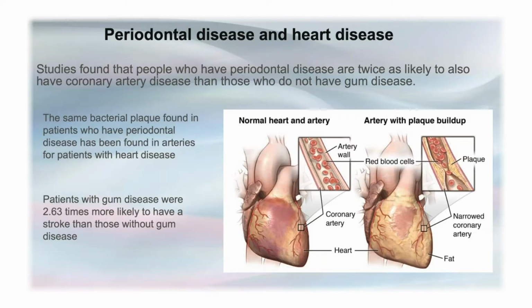The bacteria that is found in your patients' mouths that have periodontal disease has been found in these arteries for patients with heart disease. If you look at the diagram, you see the artery wall, there's a clear artery. And then if you look at the artery with a plaque buildup, that's the same bacteria that's found in the mouth of patients that have perio disease. So you need to look at that. You need to educate patients.